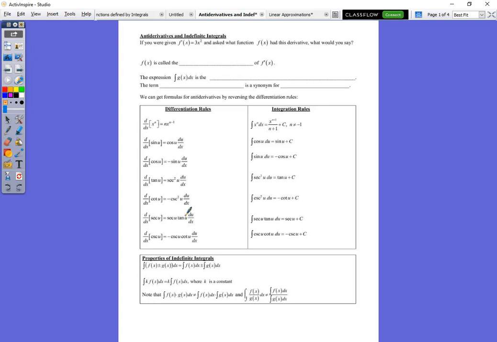With that said, the good news is that this is a nice, lovely, simple topic that I think you'll all enjoy. This is antiderivatives.